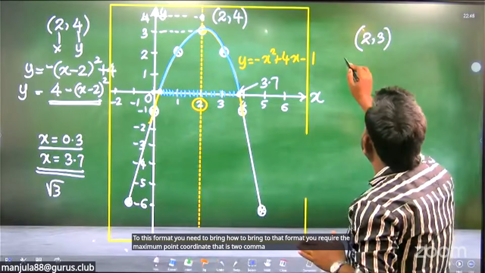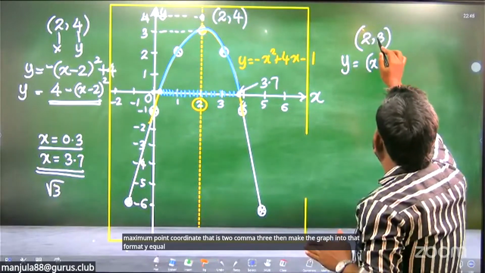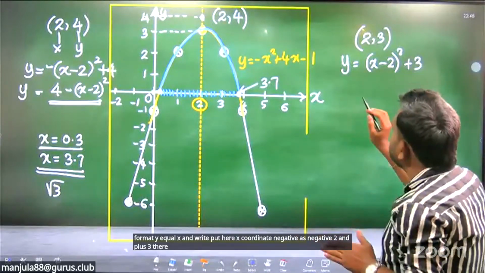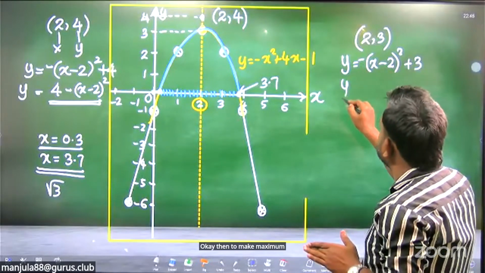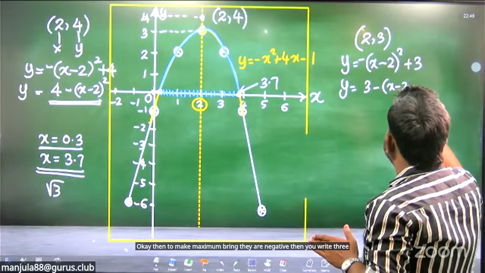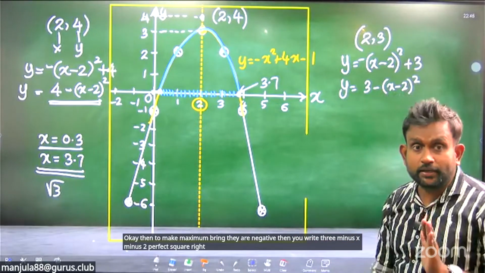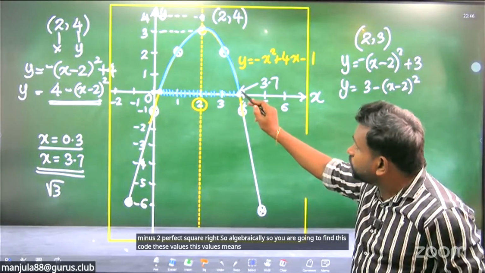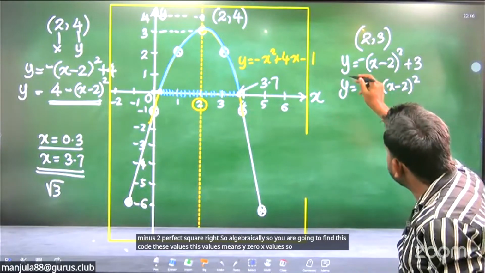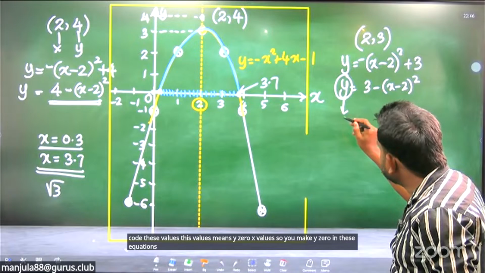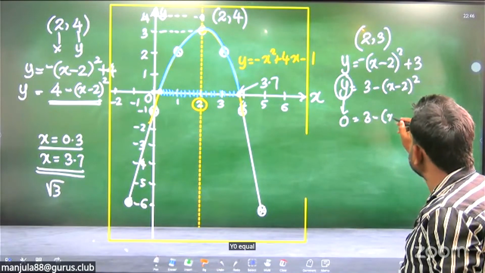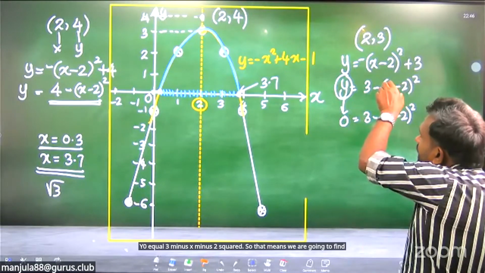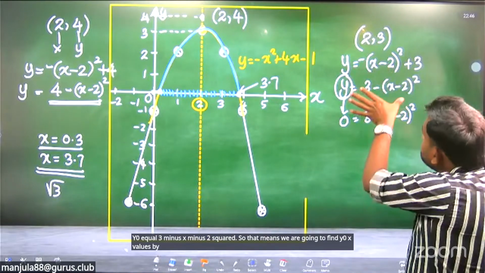Then make the graph into that format, y equals. Put the x coordinate as negative, x minus 2, and 3 there. To make a maximum, bring the negative. Then you write y equals 3 minus (x minus 2) squared, a perfect square. Algebraically, we are going to find the x values where y is 0. So y equals 0: 0 equals 3 minus (x minus 2) squared.